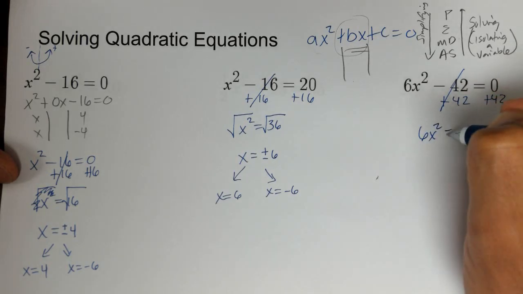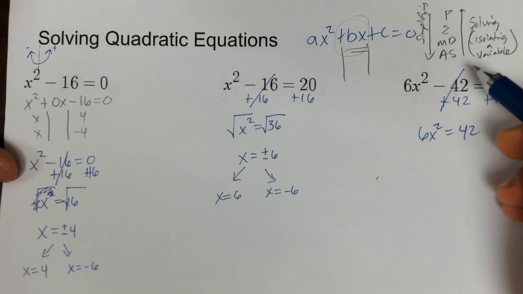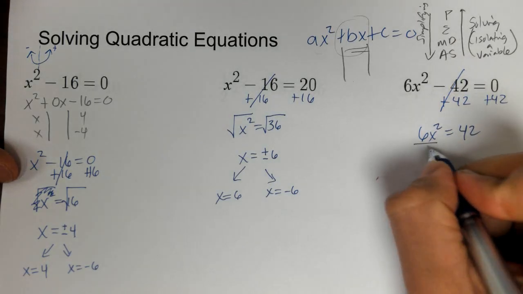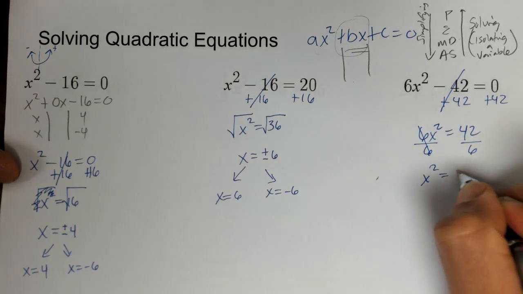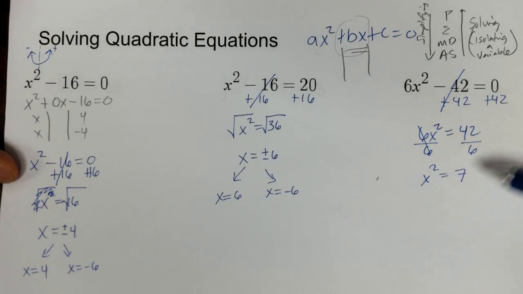6x squared equals 42. I'm almost leaving x squared by itself. Now it's multiplication and division. Since I'm multiplying by 6, I can divide both by 6. This allows me to isolate the variable. What's 42 divided by 6?